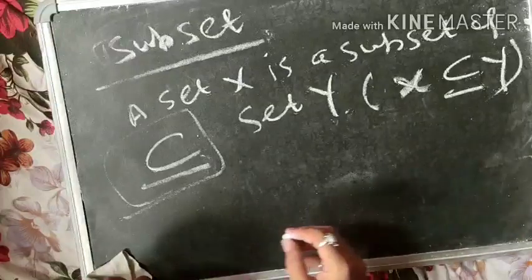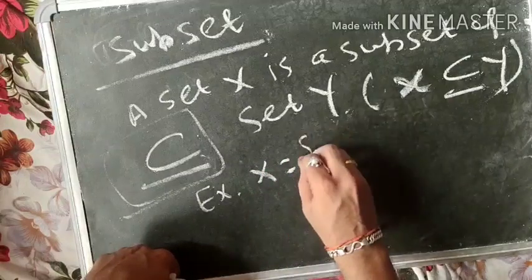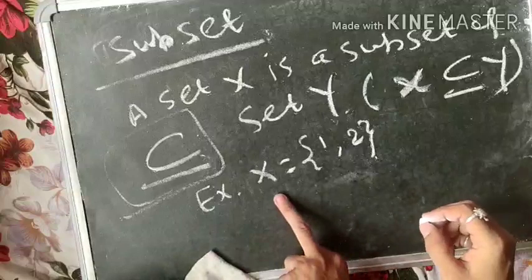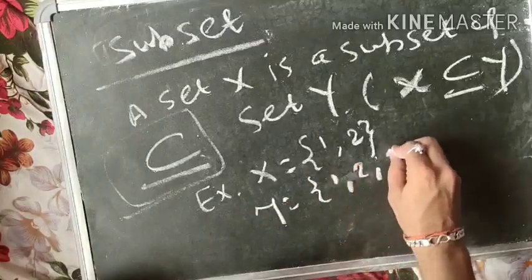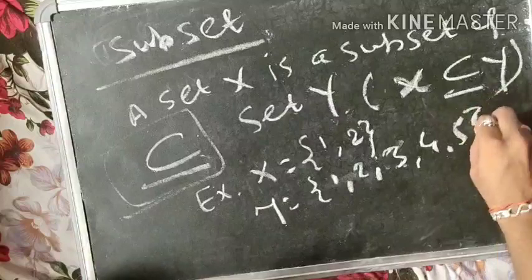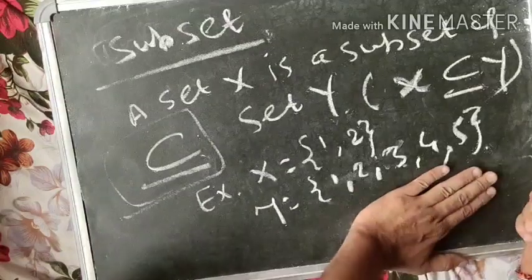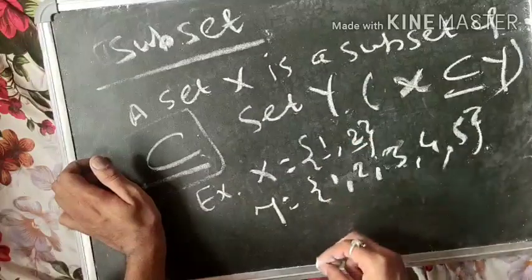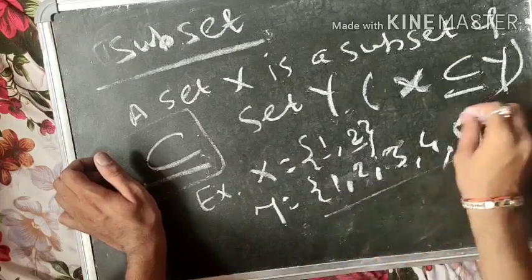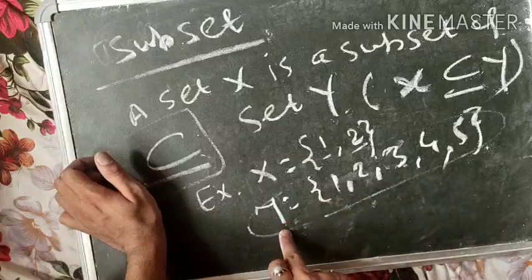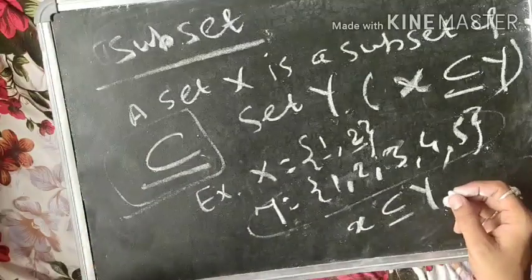For example, let X contain 1, 2, so set X has two numbers, and Y contains 1, 2, 3, 4, 5, a total of 5 elements. All the elements of X, 1 and 2, are also in set Y. That's why X is a subset of Y.